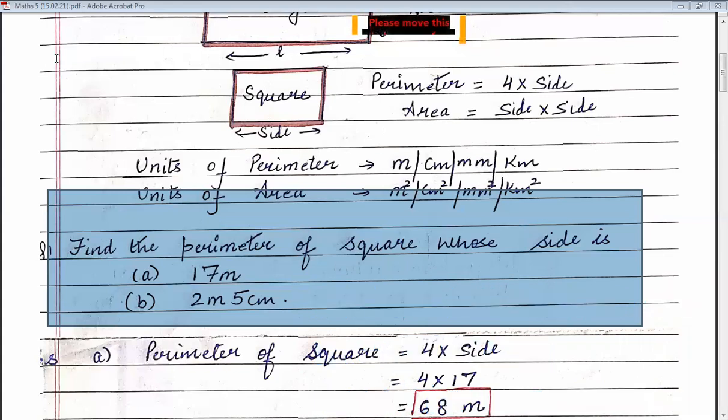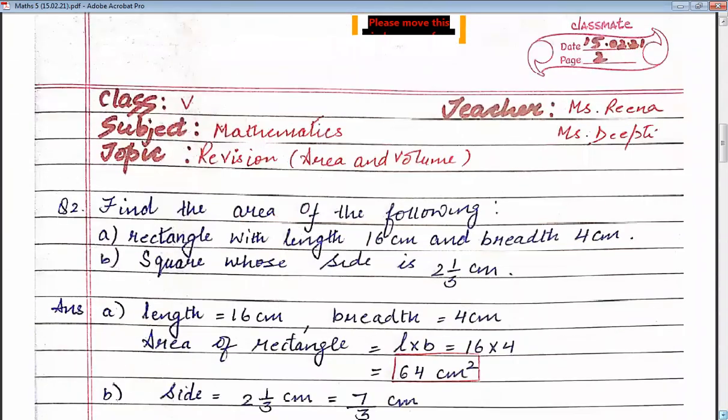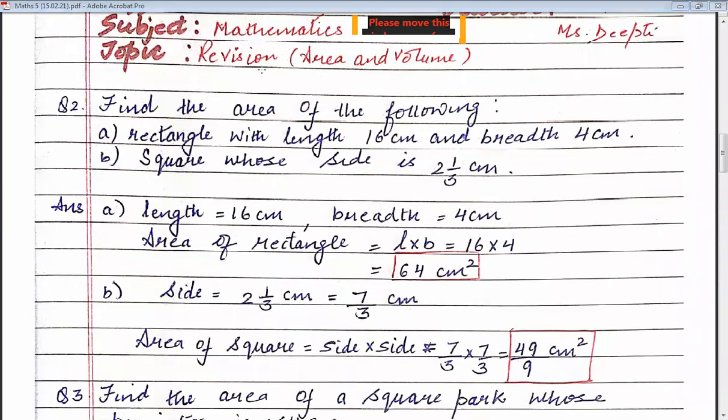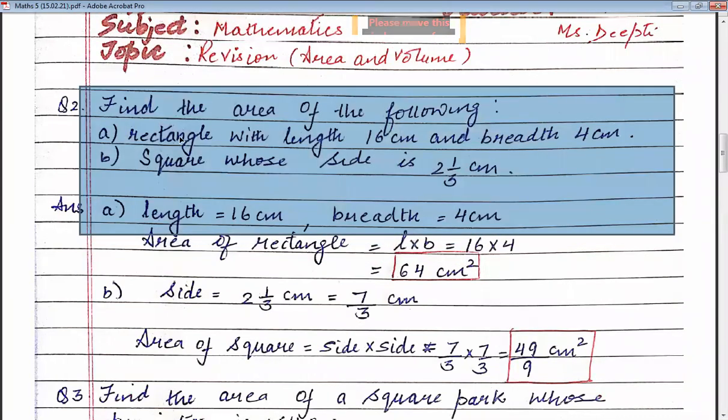Okay, students, I hope you are clear with question number 1. Now let's move on to our question number 2. Children, in question number 2, you have to find the area of the following. In part A, you have to find the area of a rectangle with length 16 centimeters and breadth 4 centimeters. In part B, you have to find the area of a square whose side is 2 1/3 centimeters.